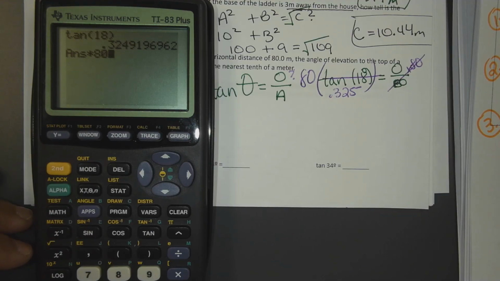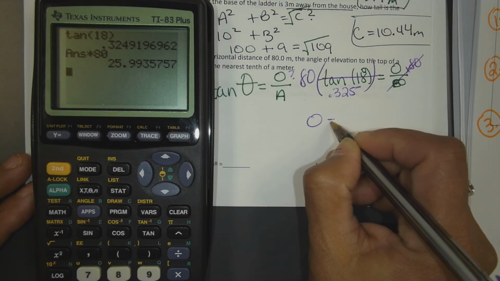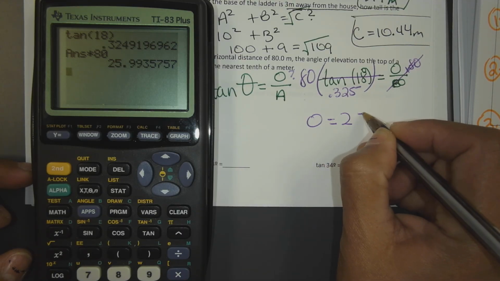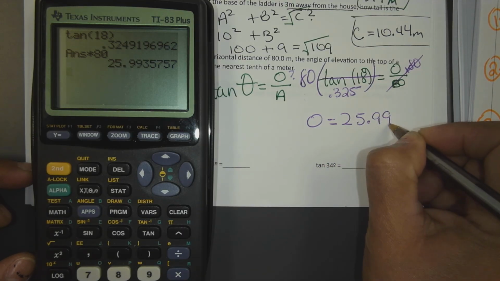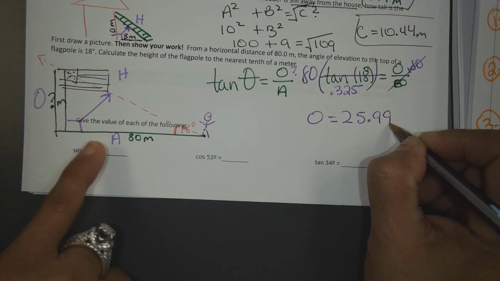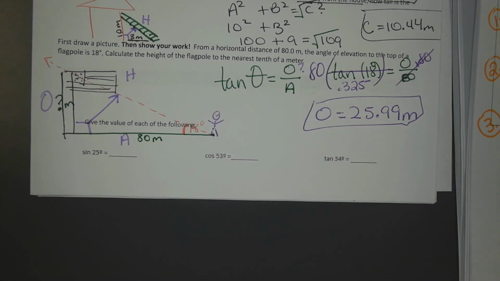I'm going to times that by 80, just in case you wanted to see step by step. When I multiply those two numbers, my opposite leg, or the height of the flagpole, is 25.99. Wait a minute. If I'm looking for this leg and this leg is in meters, then that is in meters. That is the correct answer. So I'm hoping, fingers crossed, you've got these math skills. If not, no problem at all.